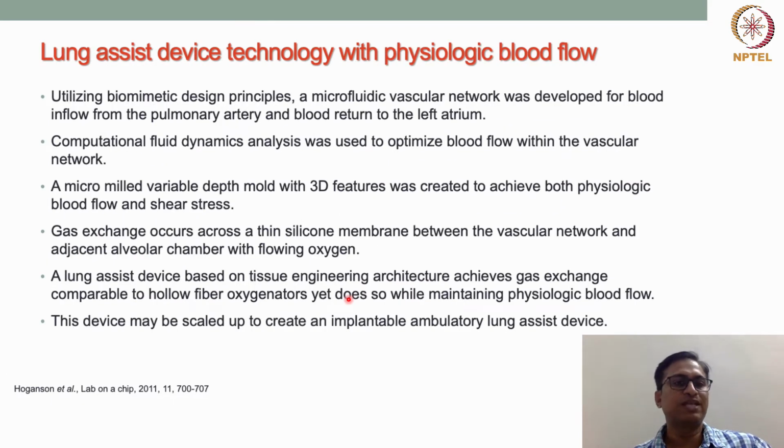The first one is the lung assist device technology with physiological blood flow. This was done by Hoganson et al. Using a biomimetic design principle, they fabricated a microfluidic vascular network for blood inflow from the pulmonary artery and blood return to the left atrium. In our body, the deoxygenated blood comes through the pulmonary artery, and that artery takes the blood to the lung, and after the lung, the blood goes to the left atrium.